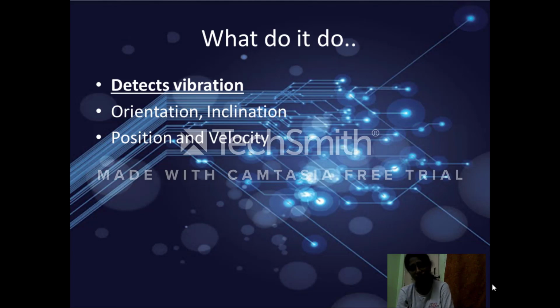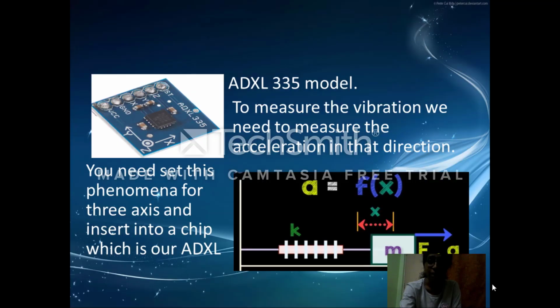Actually, this accelerometer is used in different applications like detecting vibration, which is our main intention. We are going to learn only on this. But apart from this, it is also used in the domain where you want to measure the orientation, inclination, and the tilt, how it is tilted. And if you want to know the position or the velocity, even in all these conditions we can use this accelerometer. But now we are going to see how it is used for detecting vibration.